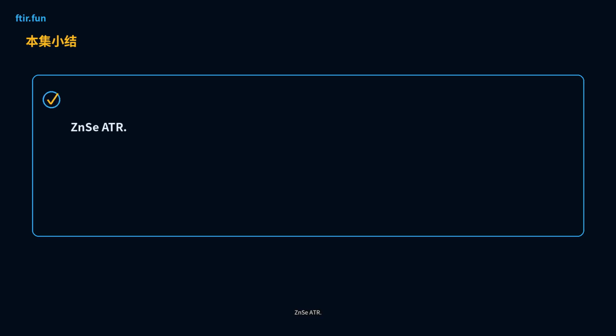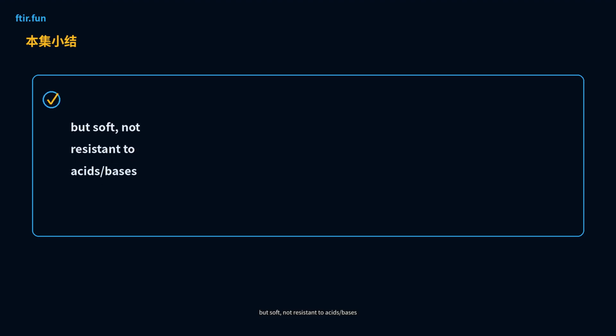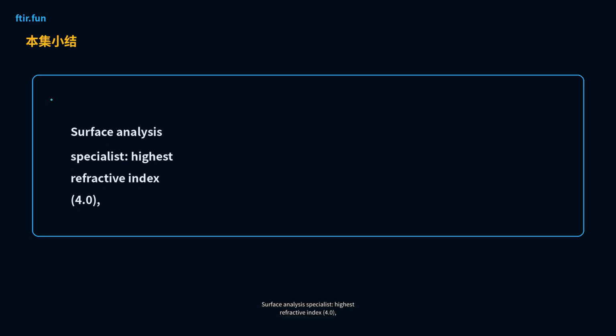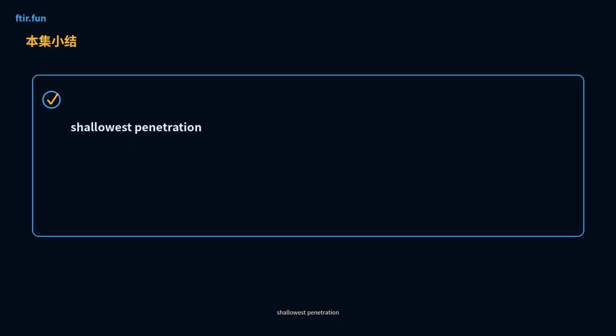Safe, dense, economical choice. Refractive index similar to diamond. Good, but soft. Not resistant to acids and bases. Germanium: surface analysis specialist. Highest refractive index, 4.0. Shallowest penetration. Fahrenfort application. Silicon: high hardness. Moderate refractive index.